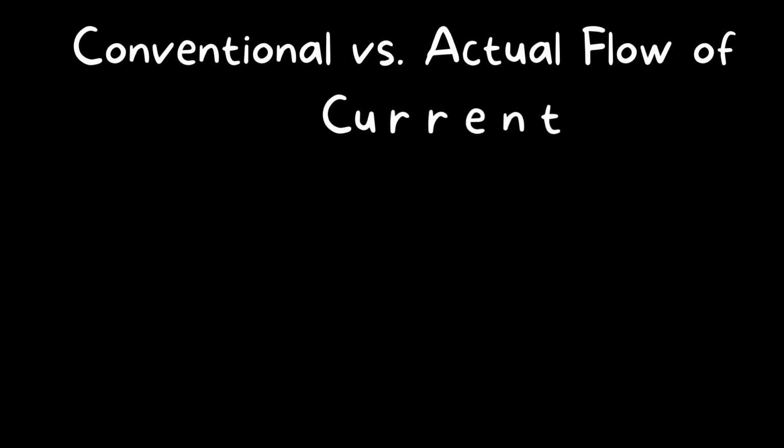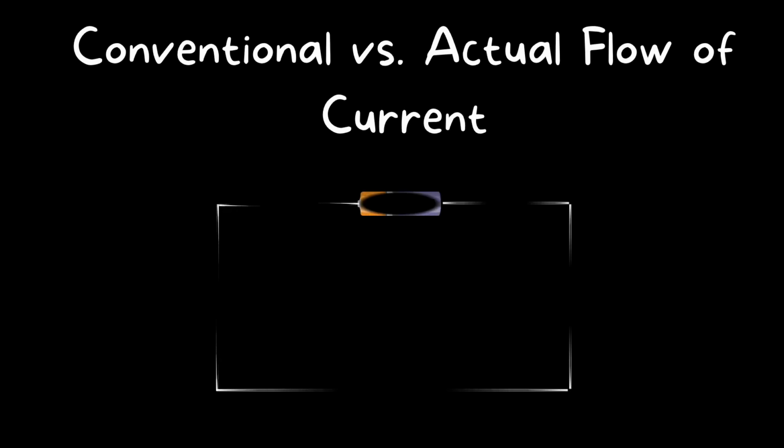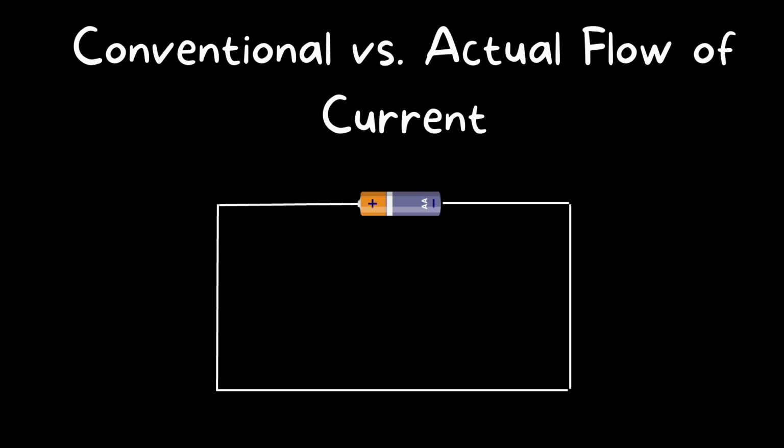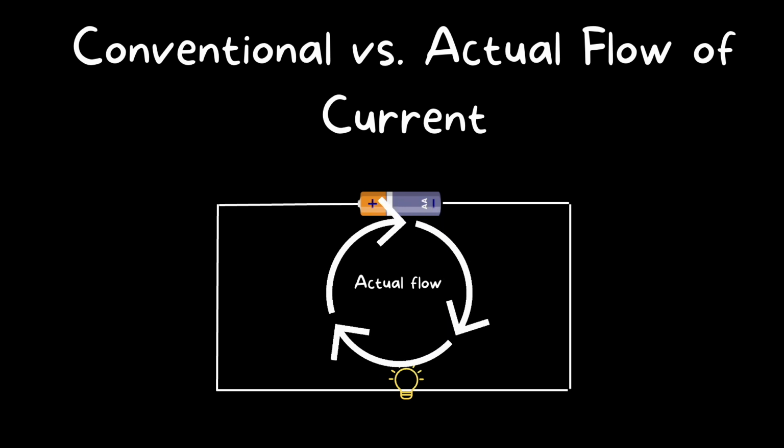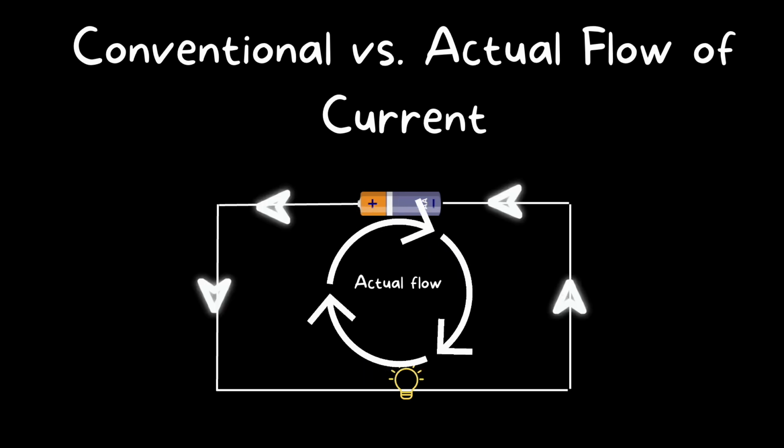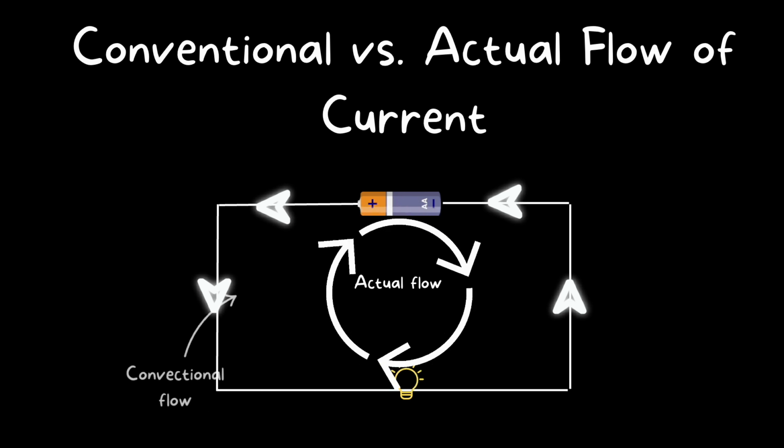Conventional versus actual flow of current. So, say you have a circuit, and in here, the actual flow is going to be simply from the negative terminal of the battery towards the positive terminal, so in a clockwise direction. Whereas the conventional flow is from the positive towards the negative, and this is the flow that we always follow.